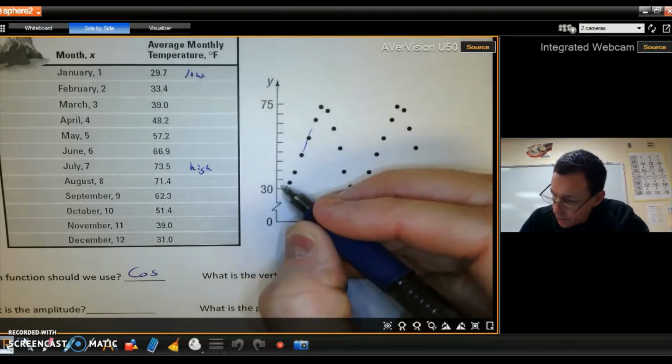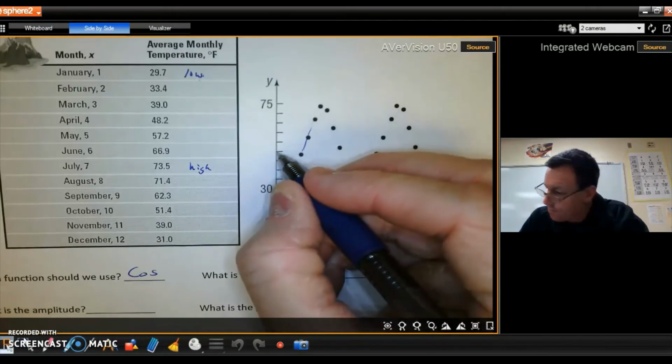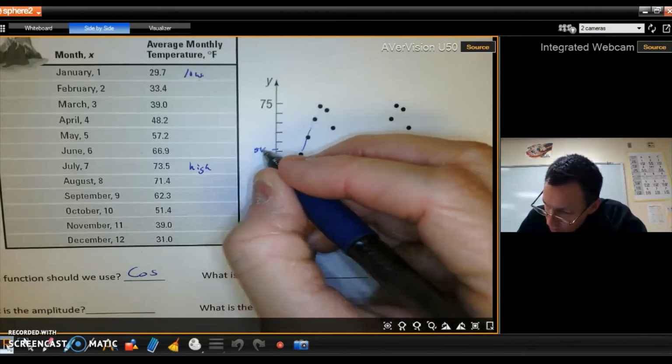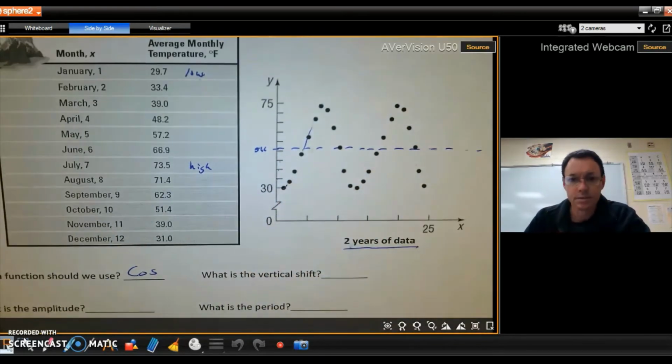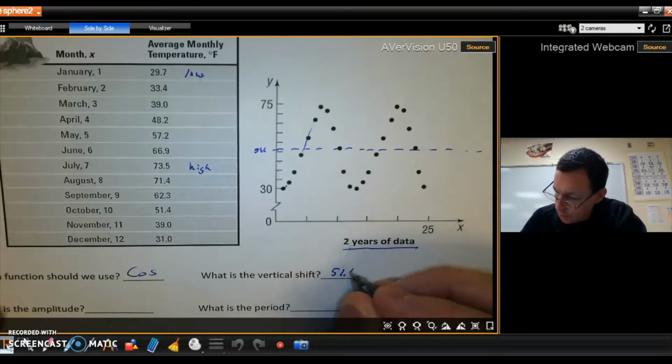So here's 30. What's this counting up by? 5s? 35, 40, 45, 50, 51.6. So that is my midline. Okay, we're going to call that our midline. So that's our vertical shift. Instead of the x-axis, we've shifted up 51.6.